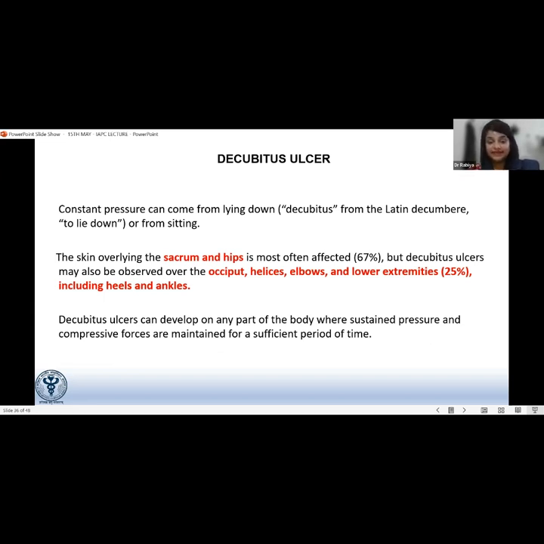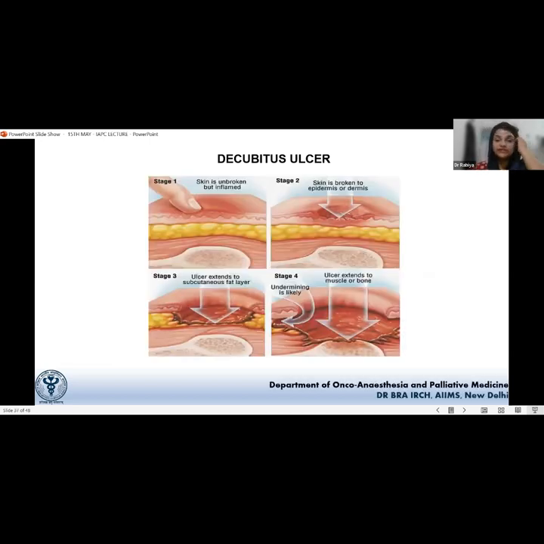The skin overlying the sacrum and the hips are the most often affected, 67%. Decubitus ulcers can develop on any part of the body where sustained pressure and compressing forces are maintained for a sufficient period of time. Looking into the stages, there are four. Stage one, the skin is unbroken but inflamed, so you can see just an erythema. Stage two, the skin is broken into the epidermis or the dermis. Stage three, an ulcer extends to the subcutaneous fat layer. In stage four, the ulcer extends even more to the muscle and the bones.